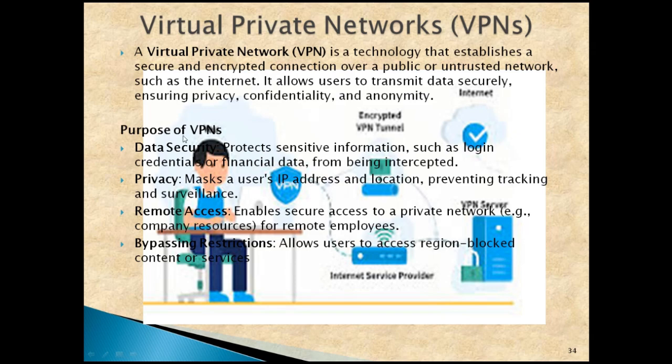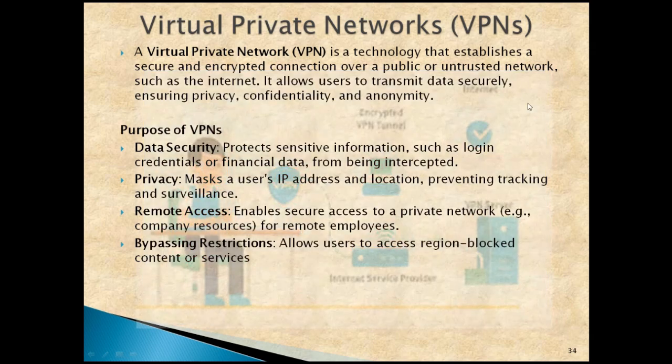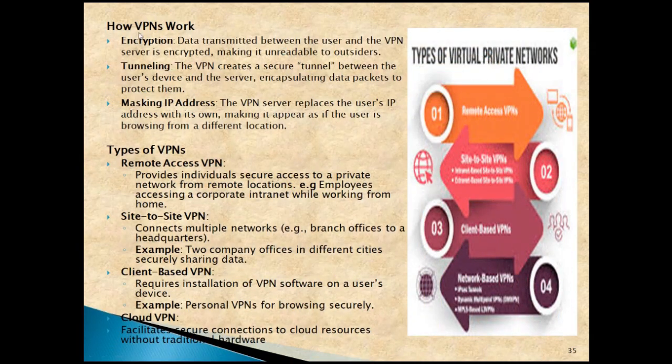Now let's make progress. So how does it really work? First thing a VPN does is encryption. Data transmitted between the user and the VPN server is encrypted, or coded, making it unreadable to outsiders. Number two, tunneling. The VPN creates a secure tunnel or path between the user's device, which is the device you are using, and the server it is being directed to, encapsulating the data packets and the information to protect them from stealing.